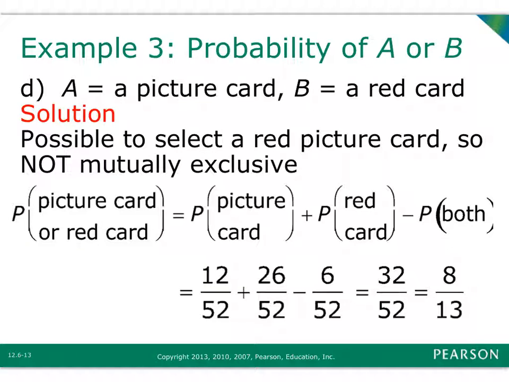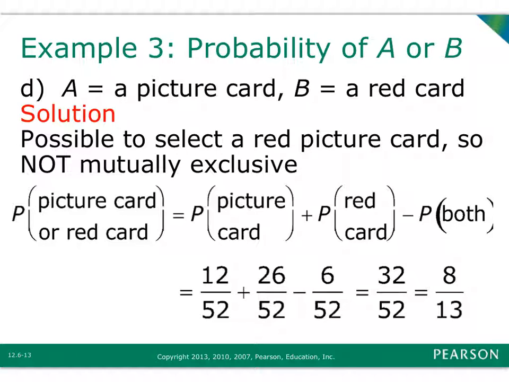In one of our last examples, we again select a card from the deck, and now we ask the question, is the card a picture card or a face card, or is it a red card? And in this case, it's possible to select a red picture card, so we don't have mutually exclusive events. Therefore, the probability of a picture card or a red card is equal to the probability of a picture card plus the probability of a red card minus both.